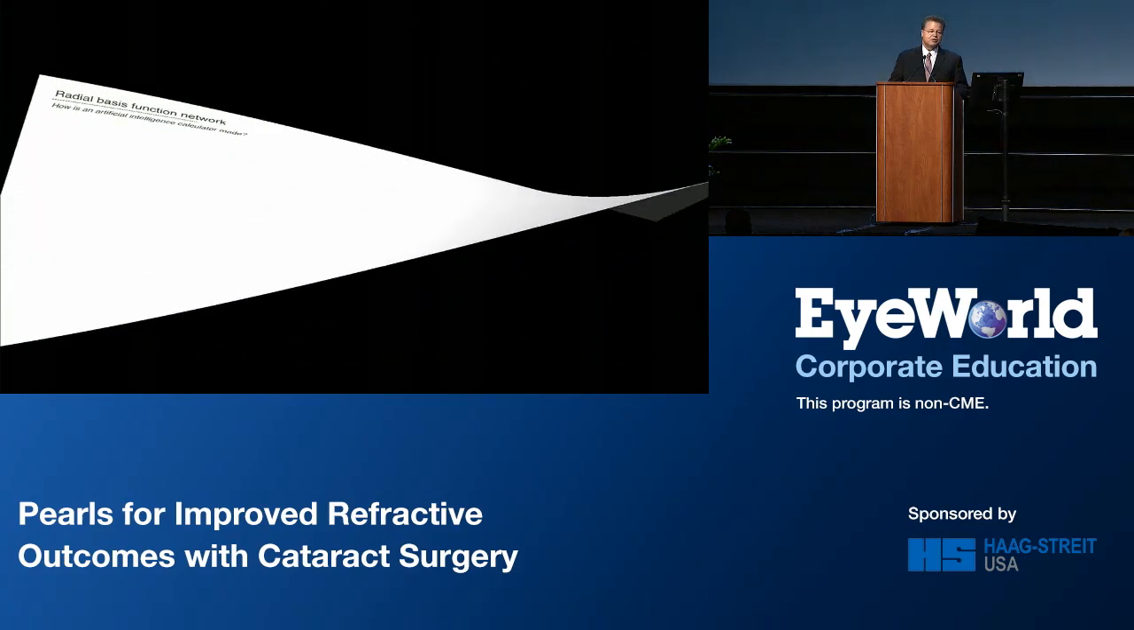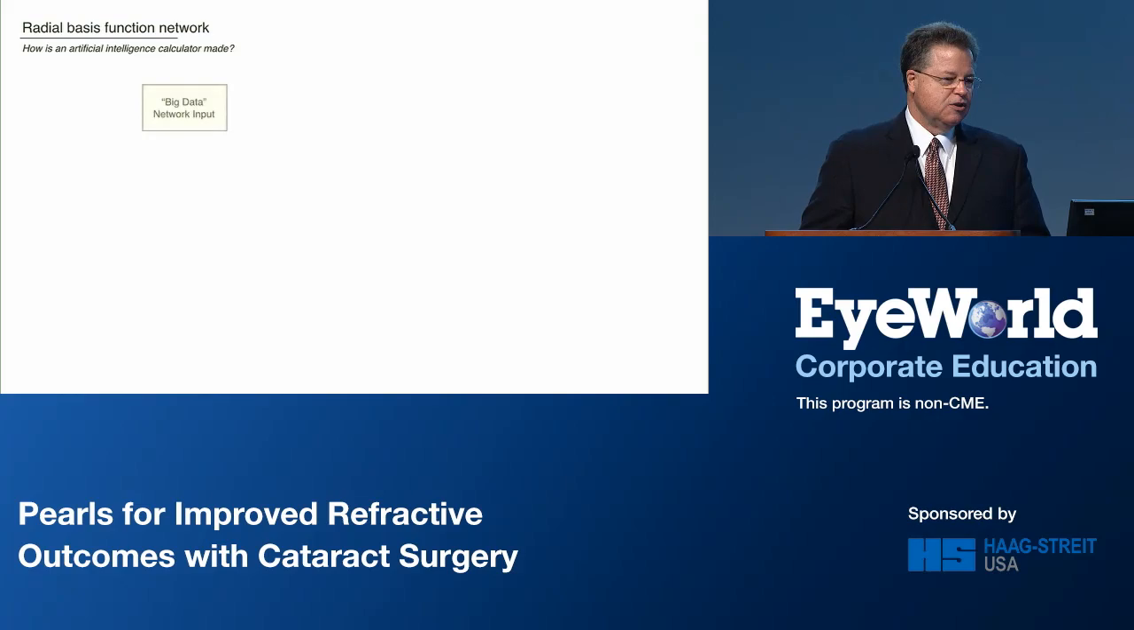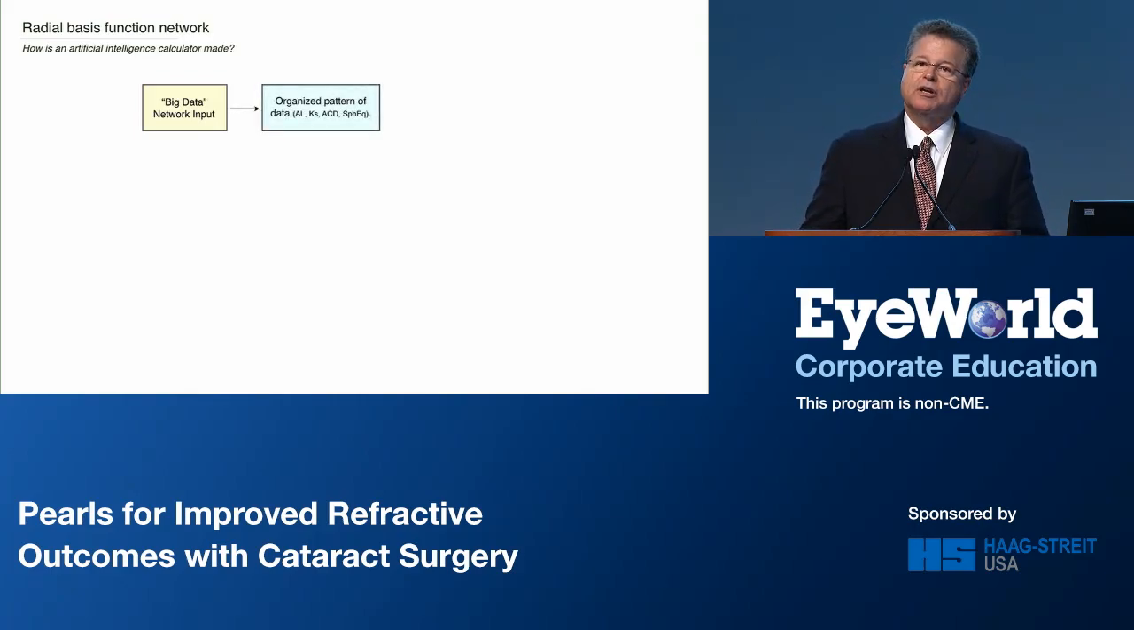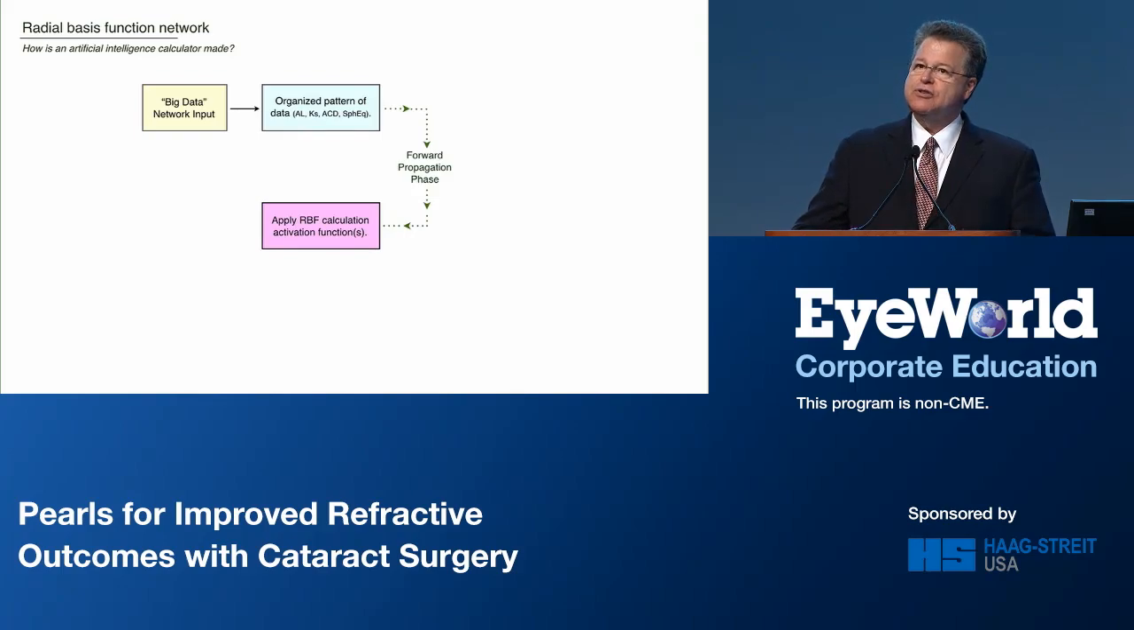And then we uncovered some other things which I'm going to share with you as well. So, once we picked what it was we wanted, how do you actually make a calculator? First we pick our factors, then we organize the data, and then we run these through an artificial intelligence method called a radial basis function.